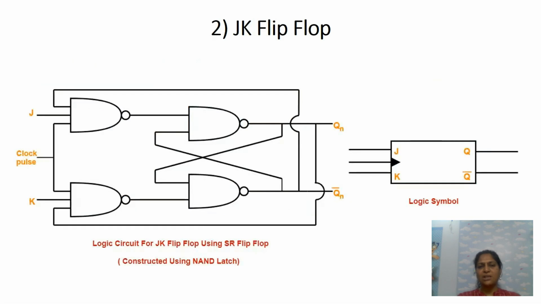So next one is the JK flip-flop. Here we have one more input, a clock pulse, J and K, and one more input to the NAND gate. This is the output of the second gate or Qn bar. Qn is connected to the K gate, whereas J gate is from the Qn bar. This is the logic symbol.